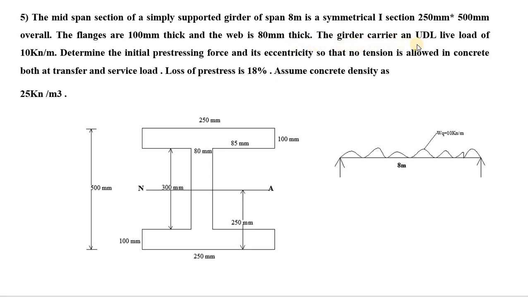The girder carries a UDL live load of 10 kN per meter. Determine the initial pre-stressing force and its eccentricity so that no tension is allowed in concrete both in transfer and service load. Loss of pre-stress is 18%. Assume concrete density as 25 kN per meter cube.